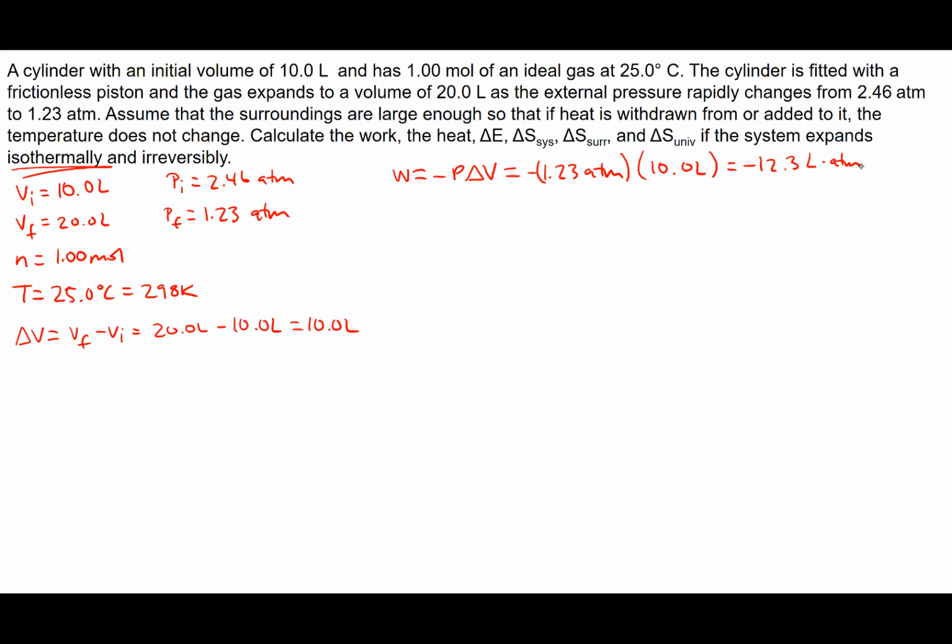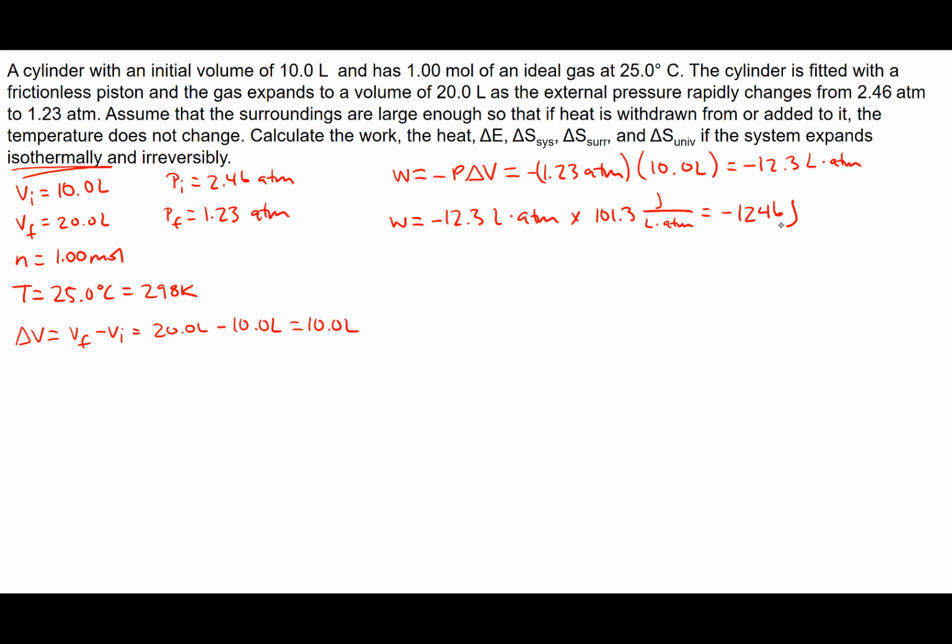And so the conversion factor for that is going to be multiplying our liter atmospheres by 101.3 joules per liter atmosphere, right? So if we take our work, the negative 12.3 liter atmospheres, and multiply it by 101.3 joules per liter atmosphere, what we get is negative 1246 joules in this case.